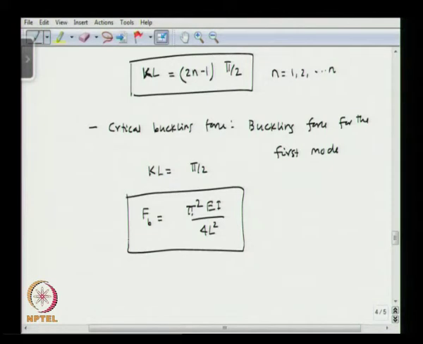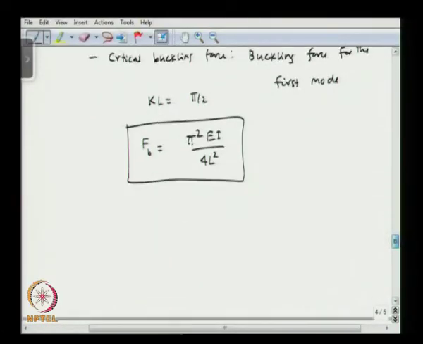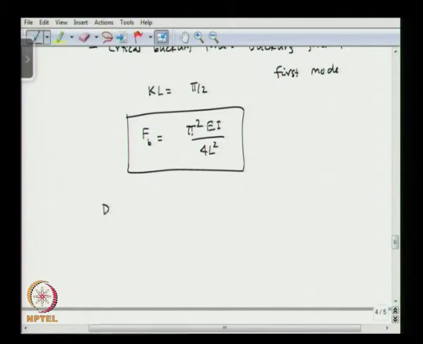So, when we are designing a microneedle, we need to find out what the buckling force is for that particular microneedle, and we have to make sure that the insertion force does not exceed this buckling force. So, in design of a microneedle, FB should be less than the insertion force.